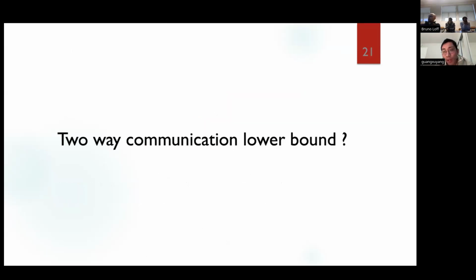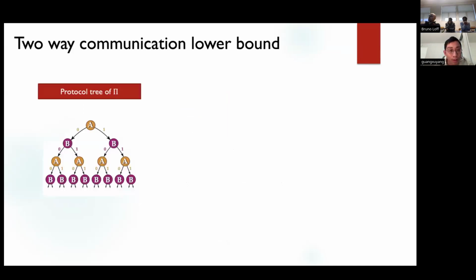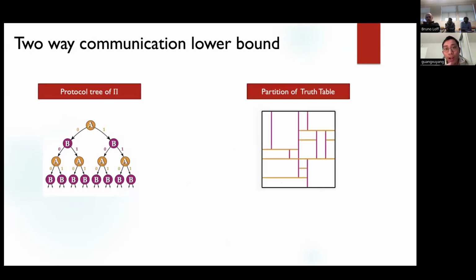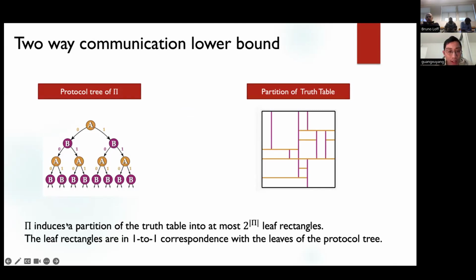Okay. So next we turn to two-way communication. First I review the protocol tree. This protocol tree means that you start with a truth table, and for every communication you should partition the truth table into rectangles. A rectangle is bound to each node of the protocol tree. That means in the protocol tree, each node corresponds to a rectangle.